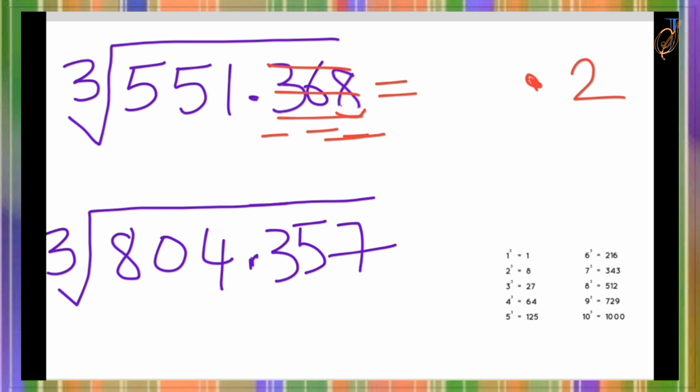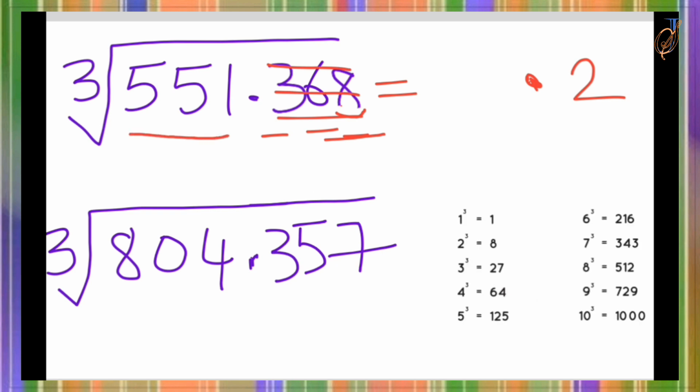You are left with the number 551. Find the closest cube number which is less than 551. The number less than 551 is 512, which is 8 cube. So your tens digit is 8. Cube root of 551.368, the result is 8.2. Like that, simply we can find within a few seconds.